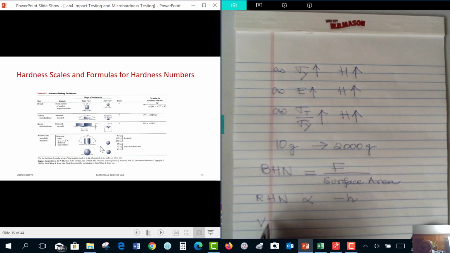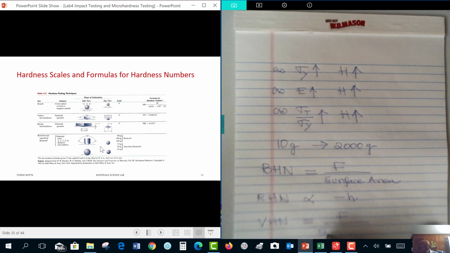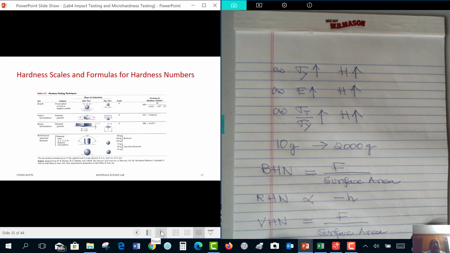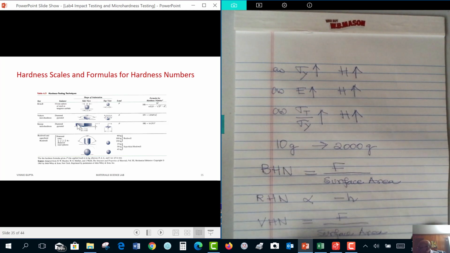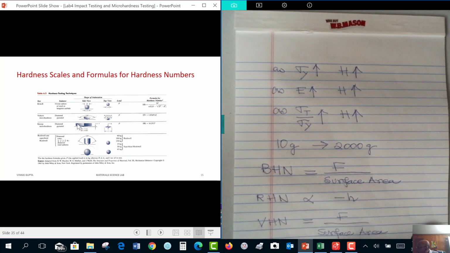Today we are going to talk about the Vickers hardness number, which is also force over surface area of the indentation. And there is a formula involved. Now, just to compare, in the next lab, when we do the Knoop hardness number, we are going to calculate it as force over area of indentation, not surface area, but area of indentation.